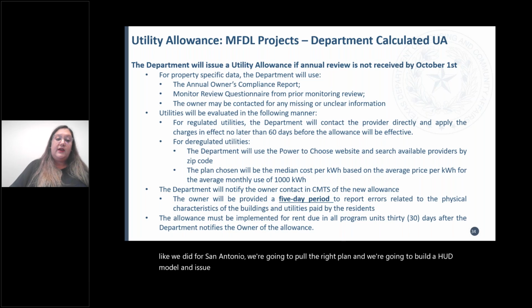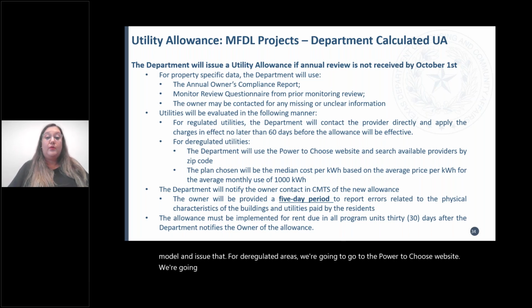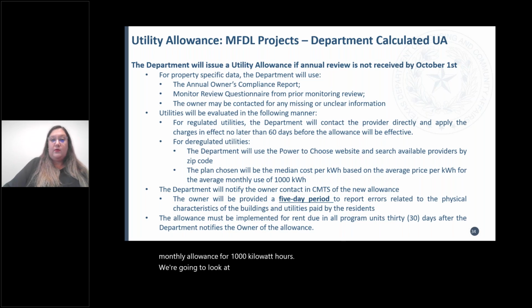For deregulated areas, we're going to go to the Power to Choose website. We're going to search available providers in the area, and we're going to use the average monthly allowance for 1,000 kilowatt hours. We're going to look at that real quick on how that works.